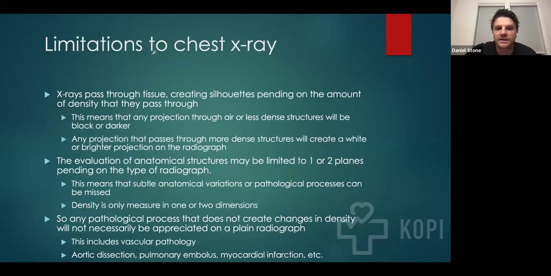So, what are the limitations to chest X-ray when you're comparing it to a cross-sectional image? The X-rays that we take of the chest are only creating silhouettes. When we're comparing it to a cross-sectional image, those are comparable to basically 3D representations of tissue. So when we create a projection that's a chest X-ray, it's only passing through density, so it's only measuring density in one plane. Or if you get a lateral radiograph, two planes.